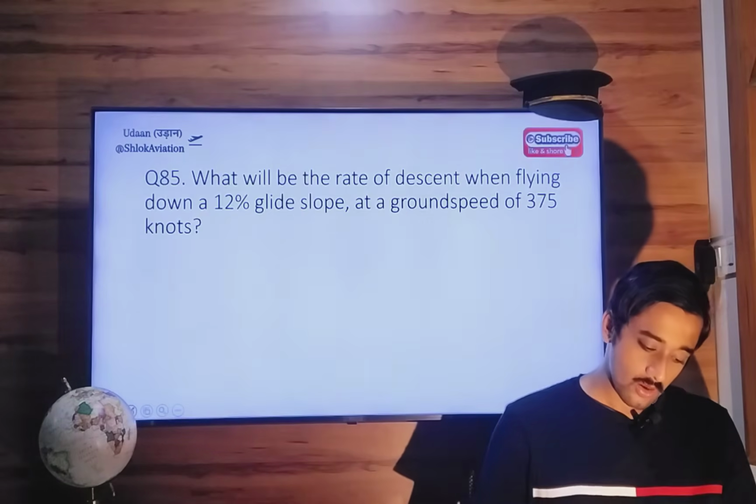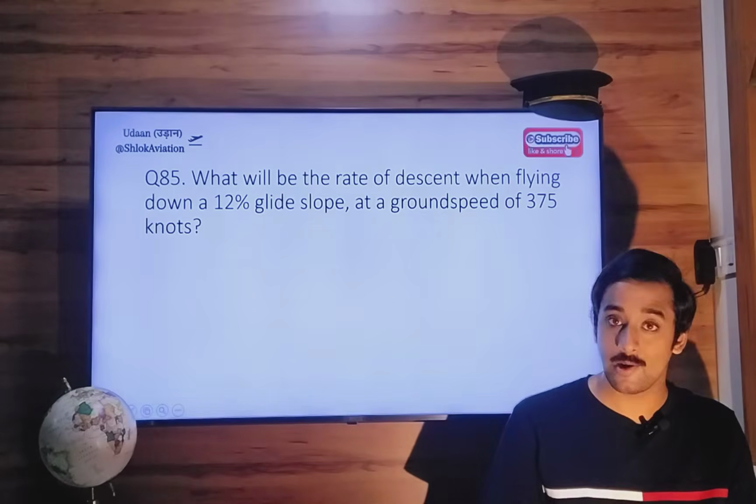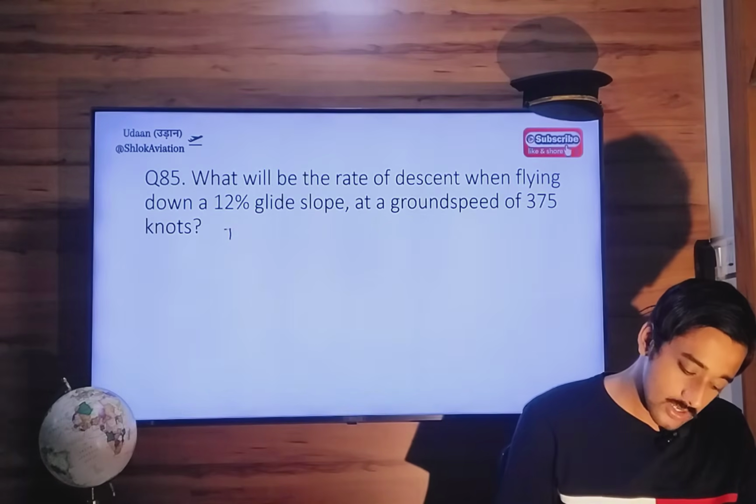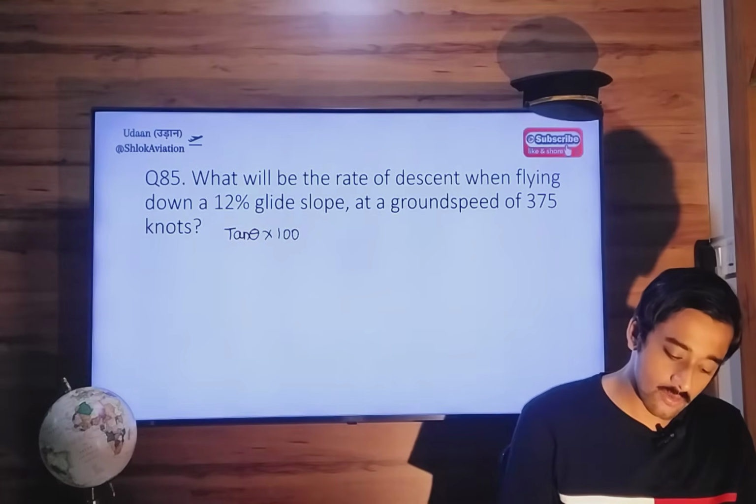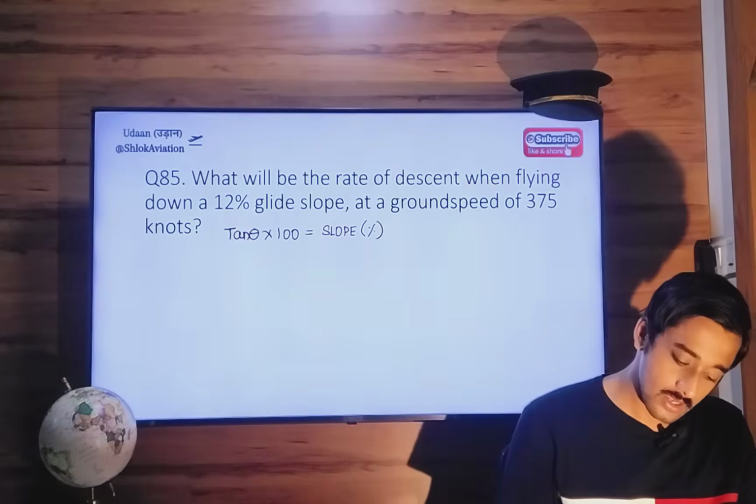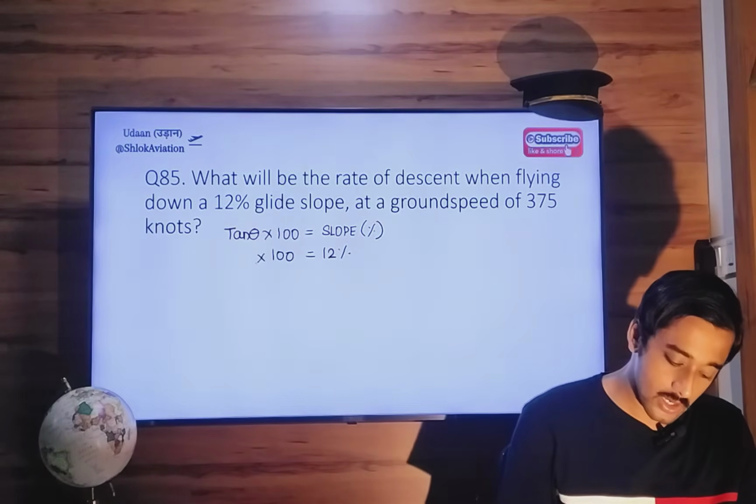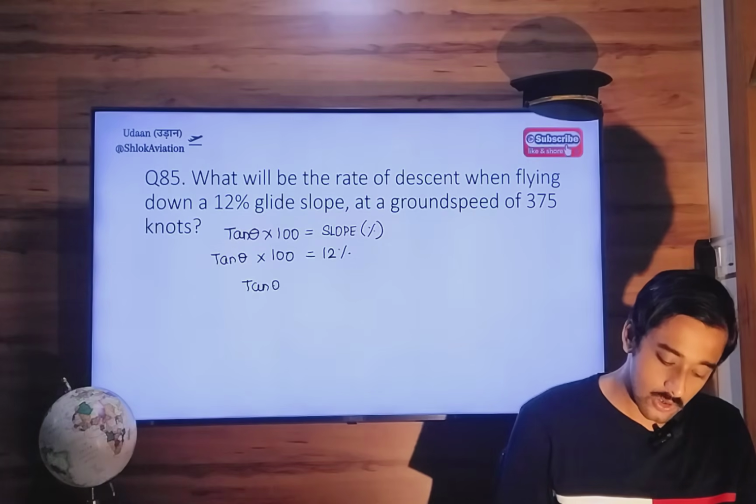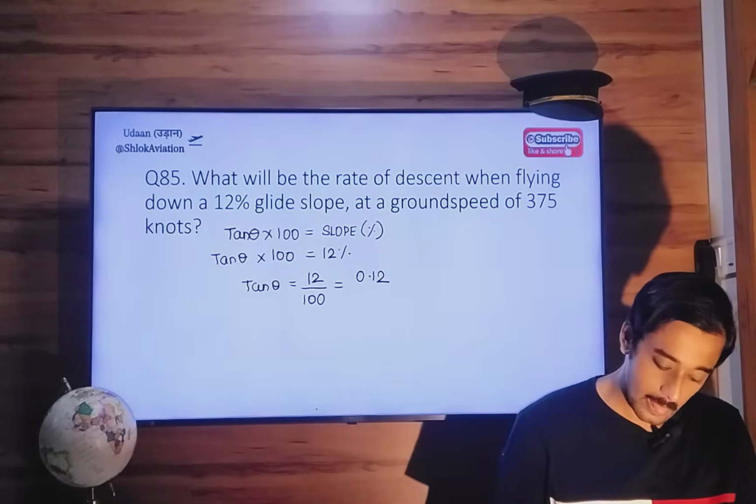Next, what will be the rate of descent when flying down a 12% glide slope at a speed of 375 knots? The formula is tan theta into 100 equals slope in terms of percentage. So for 12%, 100 into tan theta equals 12, so tan theta will be equal to 12 by 100, 0.12.